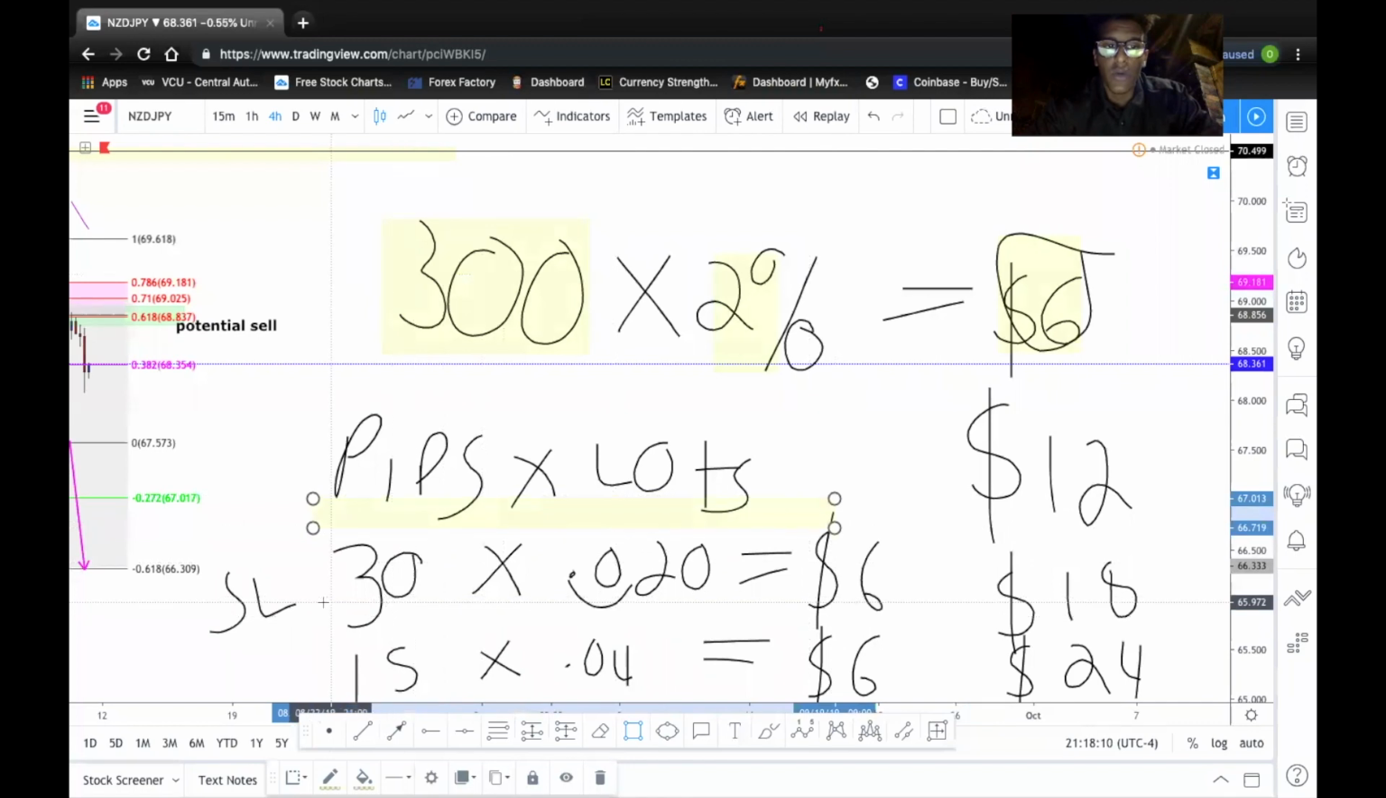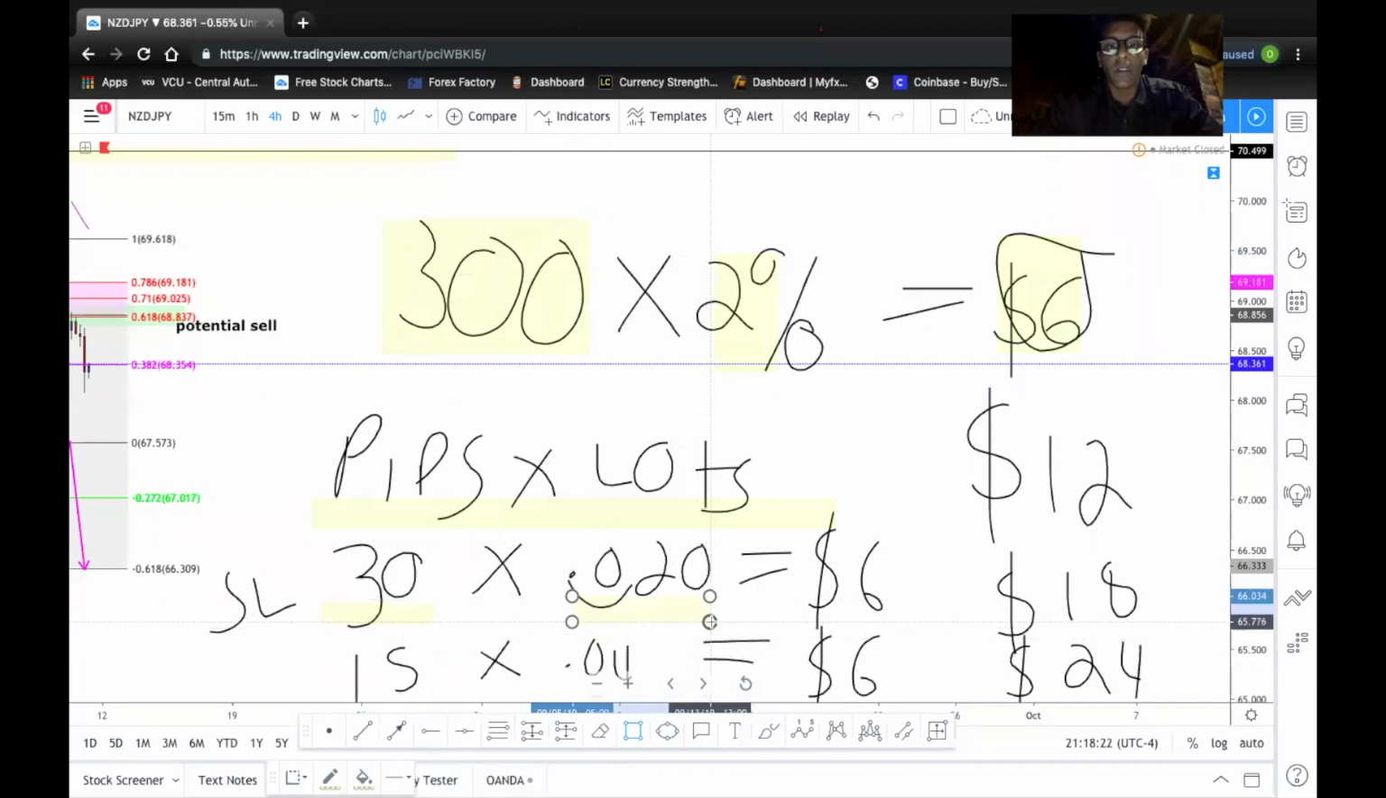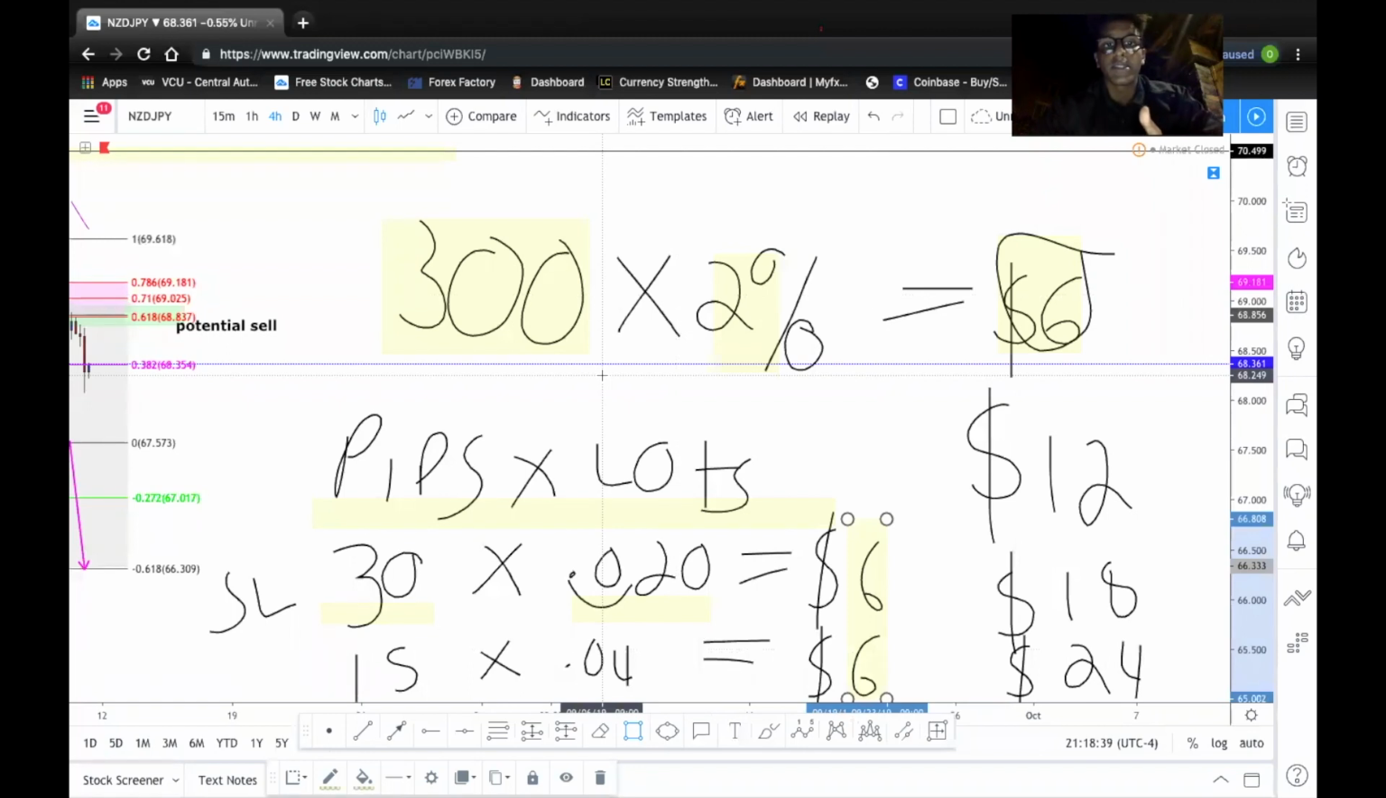We can either have a wider stop loss for a riskier trade, for example like the pound pairs or commodities like gold, but we have to decrease our lot size. And if we want to increase that lot size, we have to decrease our pips, so we have to decrease our stop loss. Again, we're risking $6 for each trade, which is 2%. And you can do the same exact thing for whatever your account size may be.